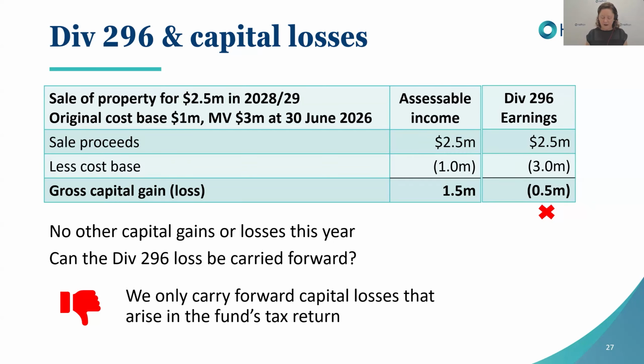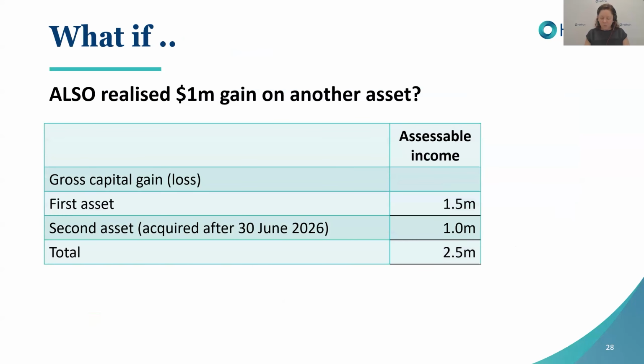If we don't have any other gains in that year, then effectively we'll just lose it. So we can't use a Div 296 loss in the year of sale. If we can't use that loss in the year of sale because we have no other gains or losses, then we're just going to lose it. So the amount included in Div 296 earnings is just going to be nil for this year. It's not negative $500,000.